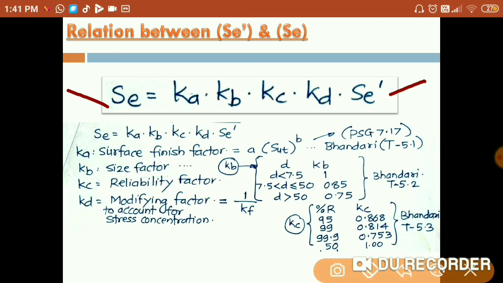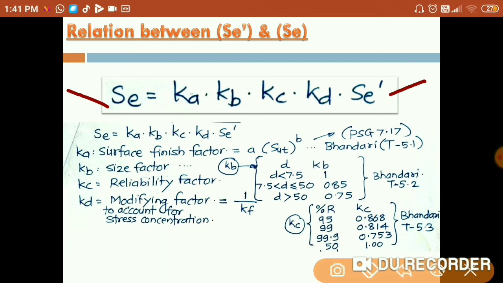Kb is the size factor, which depends on the diameter. If the diameter is less than 7.5 mm, Kb is 1. For 7.5 to 50 mm, it is 0.85, and when the diameter is more than 50, it is 0.75.